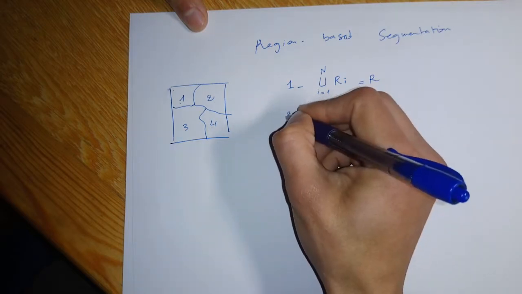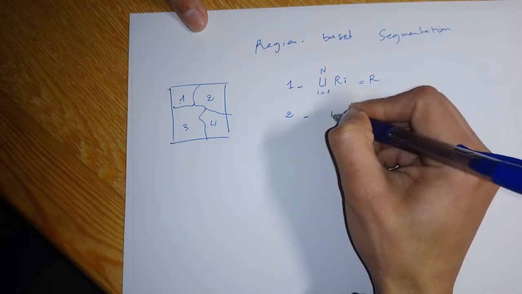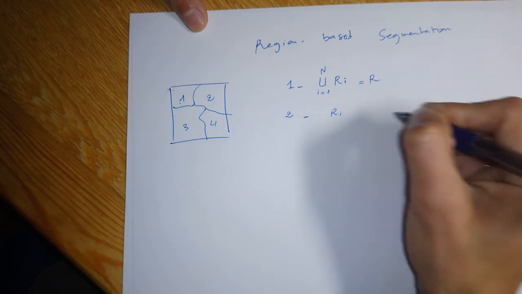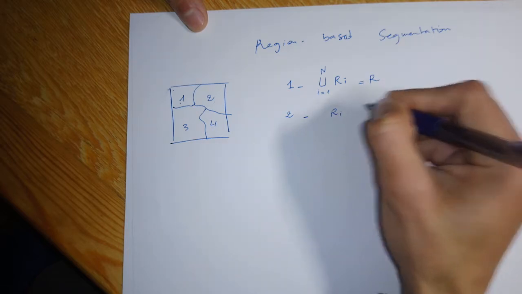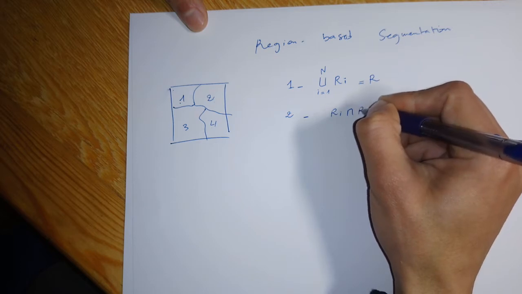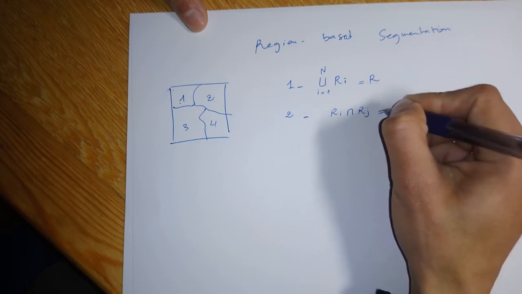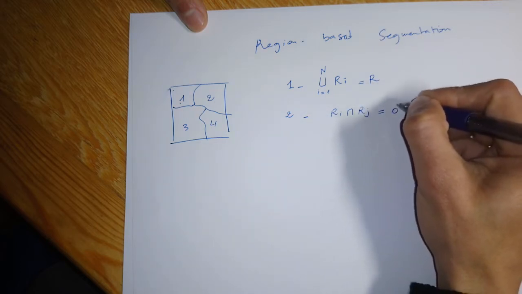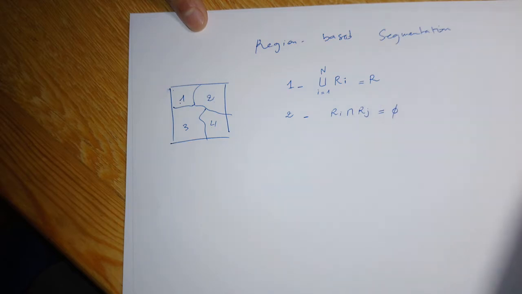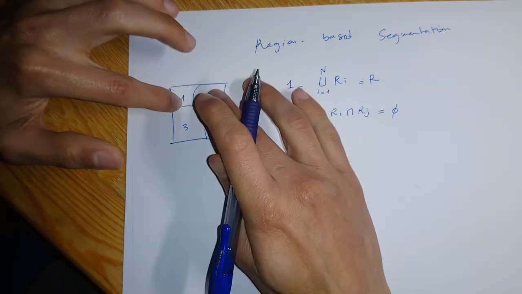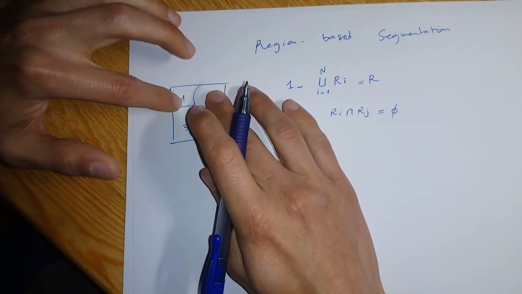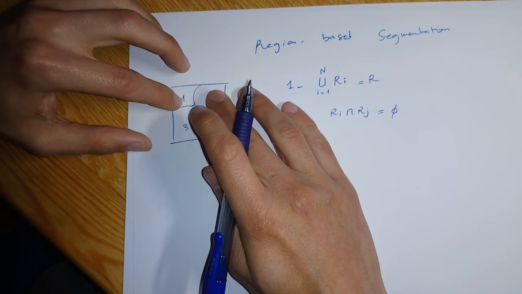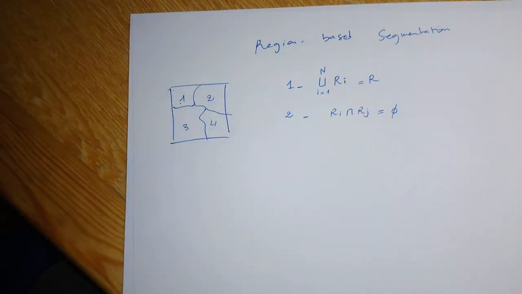The second rule is that for two regions that are different, the intersection of the two must be empty. For example, the intersection of this region and this region is empty. There is no intersection. Otherwise, the segmentation is not correct. We should not have overlapping regions.